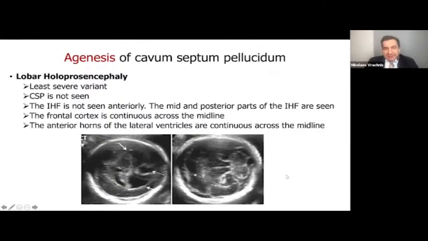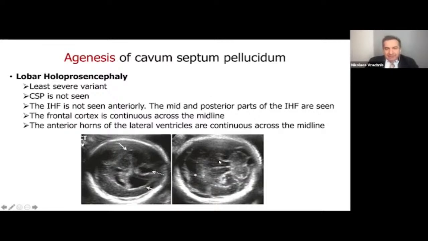Another case of agenesis of cavum septum pellucidum is lobar holoprosencephaly, the least severe variant, where the CSP is not seen. The intrahemispheric fissure is not seen anteriorly. So we cannot see this line here. Here we can see the line that continues, but we cannot see this line.